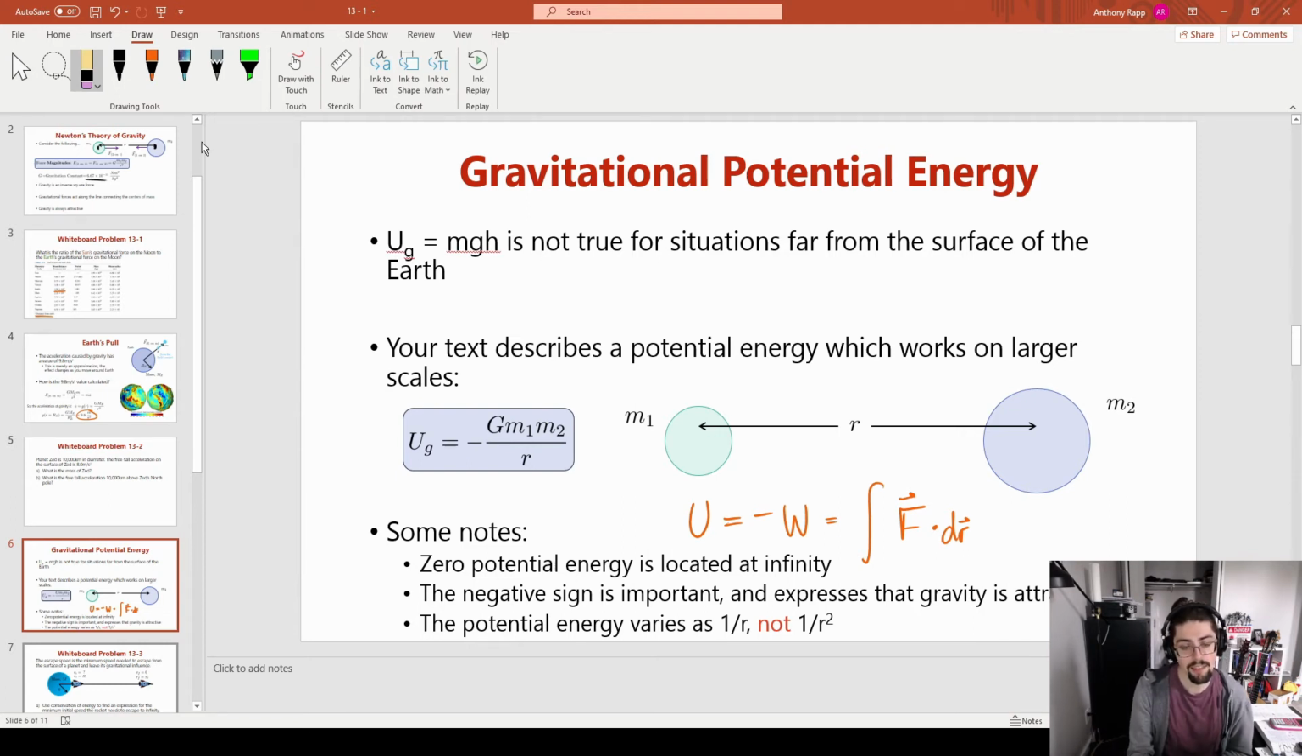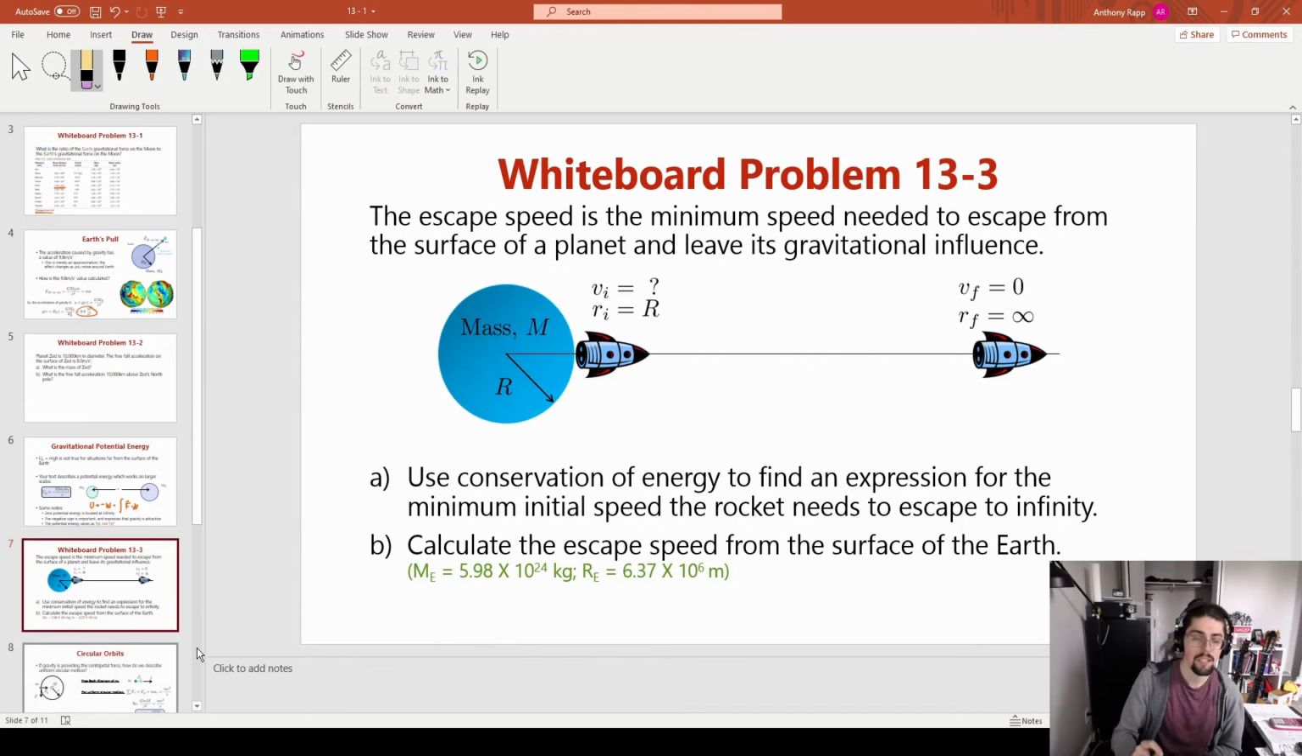So I want to take this idea, and let's introduce one new concept for this as well. The escape speed, or the escape velocity, is essentially how fast you have to be. If I am launching off of a planet, how fast do we have to be so that we can actually get away from the planet, so that gravity isn't going to suck us back in?